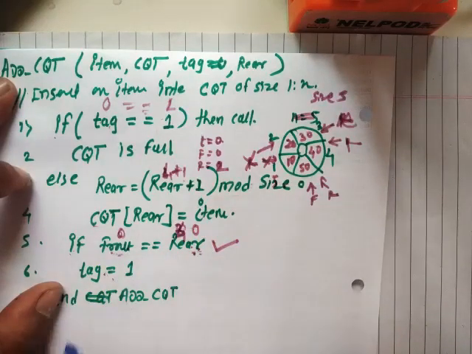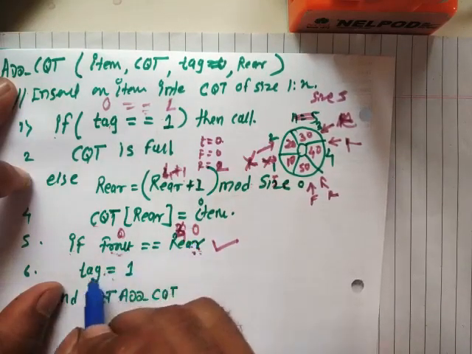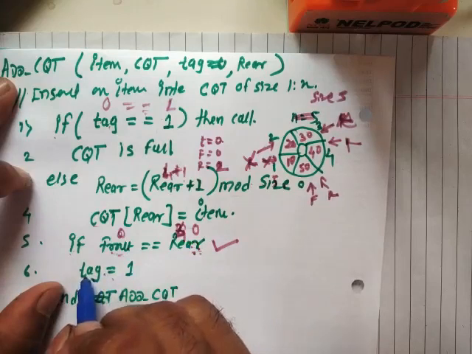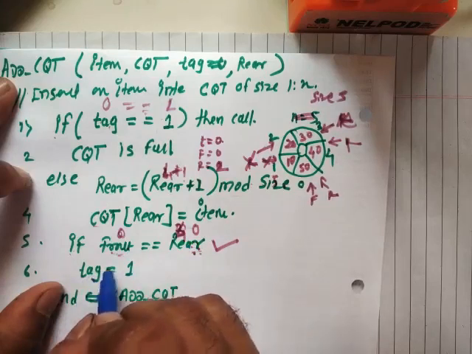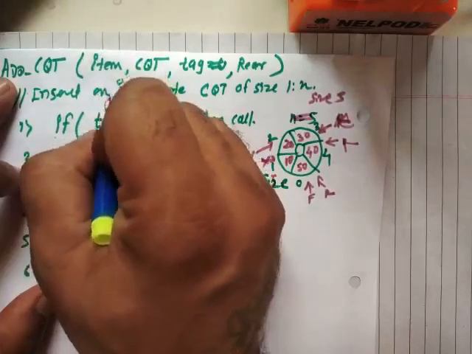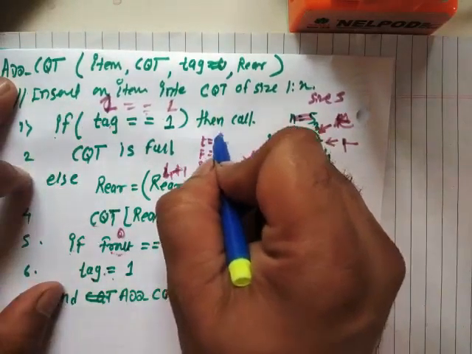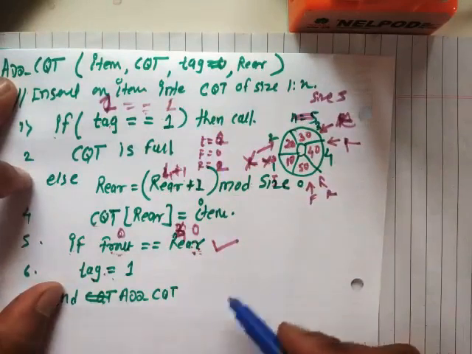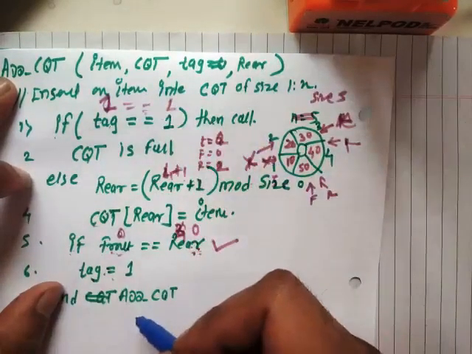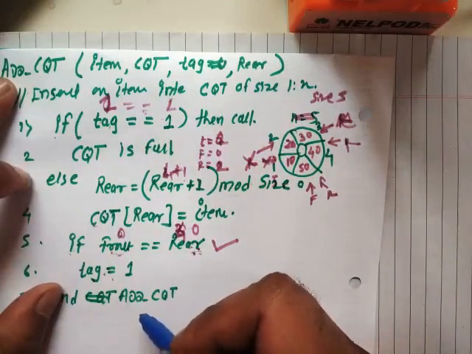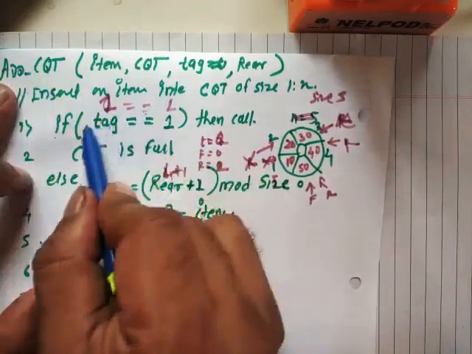Since this condition is satisfied, it will jump to the if part, and the tag value is set to 1. Now suppose you are going to insert one more element here, it will go to the execution.